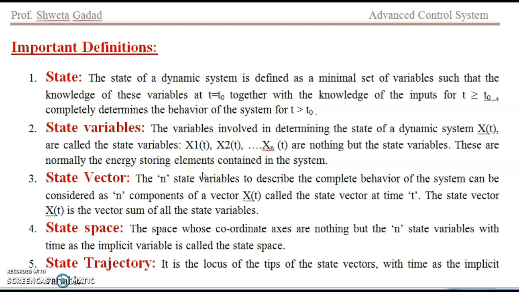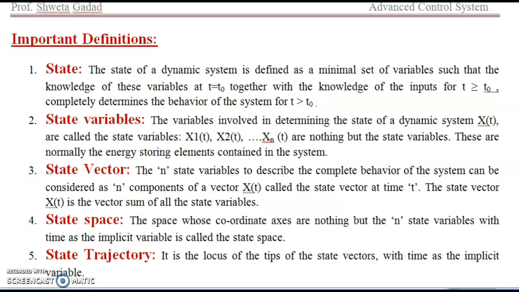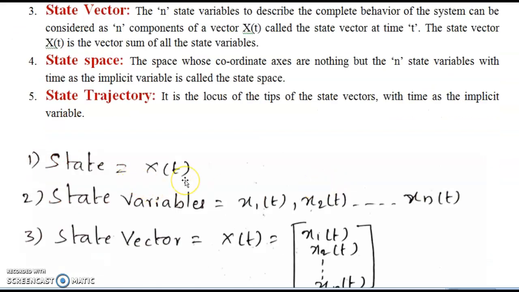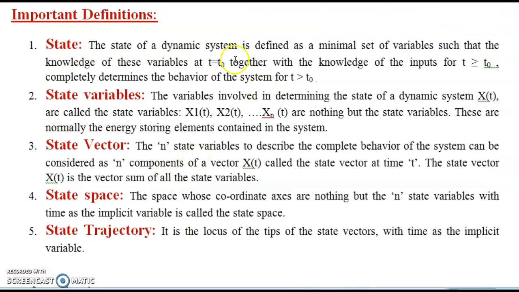Hi everyone. Let's see some important definitions in state variable analysis. First one is a state. State is defined as the set of the variables. It is represented by x of t, where time t is equal to t naught or greater than t naught. The state of a system is x of t. It is the set of the variables, so different variables.